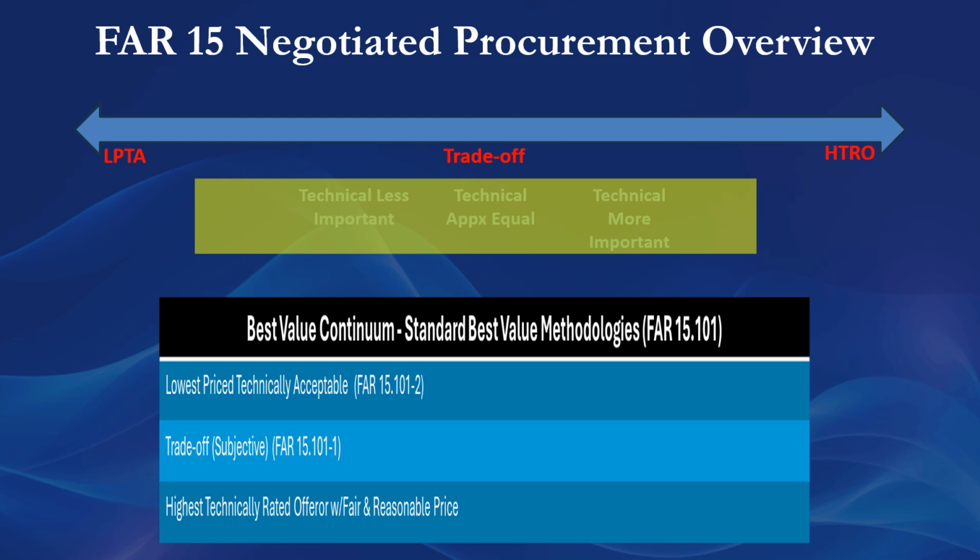Lastly, there is the highest technically rated offeror with a fair and reasonable price best value methodology, which awards to the highest rated offeror with a fair and reasonable price. It stresses technical excellence and minimizes the impact of price in the source selection decision. No matter which best value methodology is utilized, the same basic steps are followed no matter what type of negotiated contracting and best value methodology used.